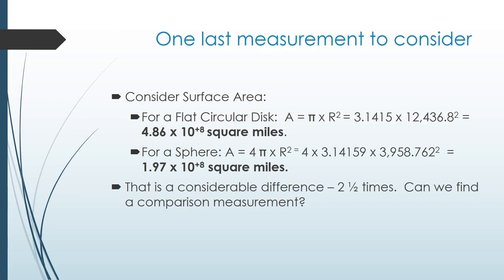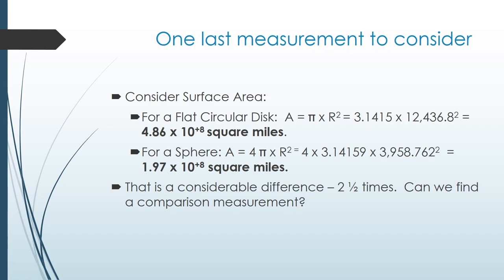So now let's consider surface area for each one of these. For a flat circular disk, the surface area A is equal to pi r squared, which is equal to 3.1415 times 12,436.8 squared, which gives us 4.86 times 10 to the 8 square miles. That's also 486 million square miles.